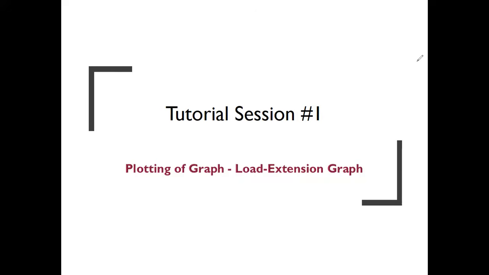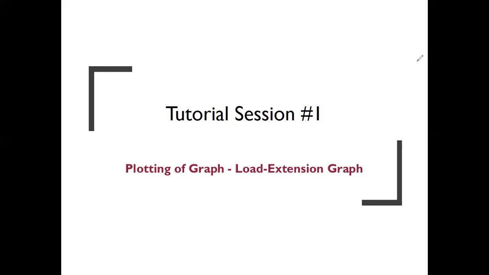And this tutorial session has become very necessary in order to assist you to be able to plot the stress strain and or load extension graph. And this is Strength of Materials 1 tutorial session.